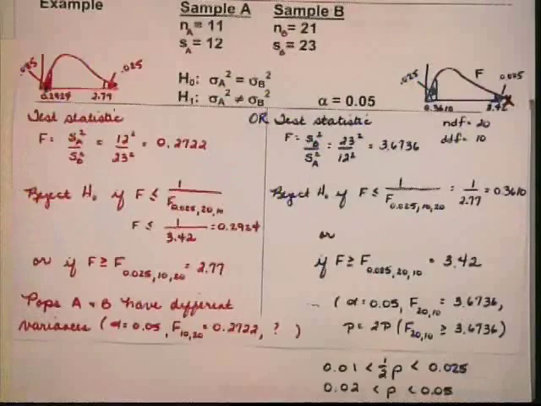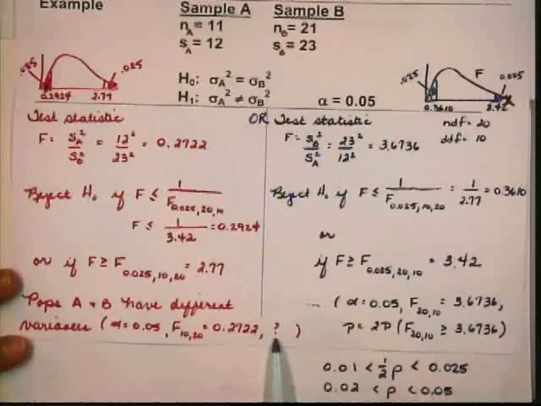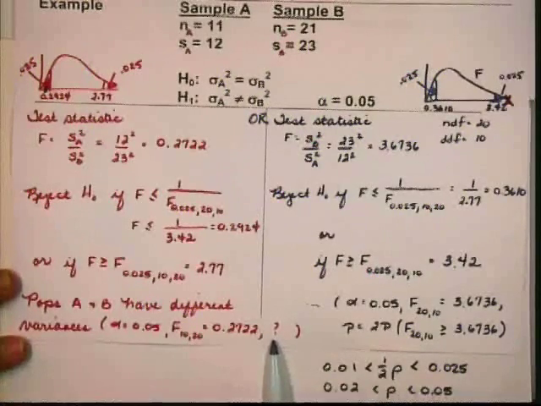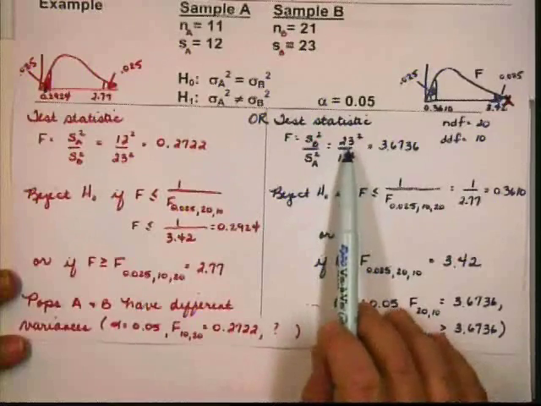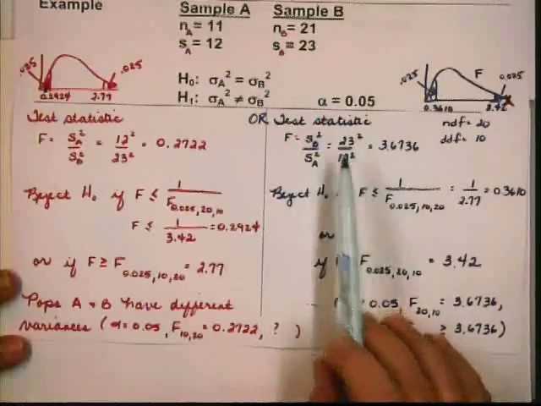Okay, you can do it either way. Getting the p-value over here is not quite as straightforward as setting the test up such that the larger variance is in the numerator, but it can be done.